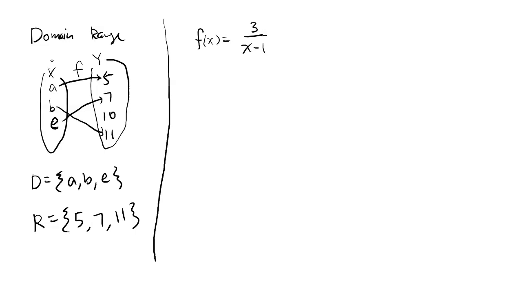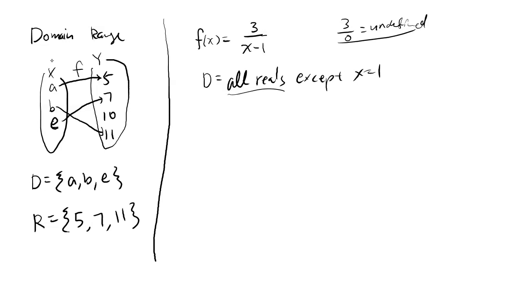then the domain of this function is, you can put in anything, all reals, except 1, right? What happens if you try to plug in 1? Then you get a denominator of 0, and you're not supposed to divide by 0. It gives you undefined. So 3 over 0, that's what we call undefined. It's an undefined value. So all reals except x equal to 1 is your domain D.